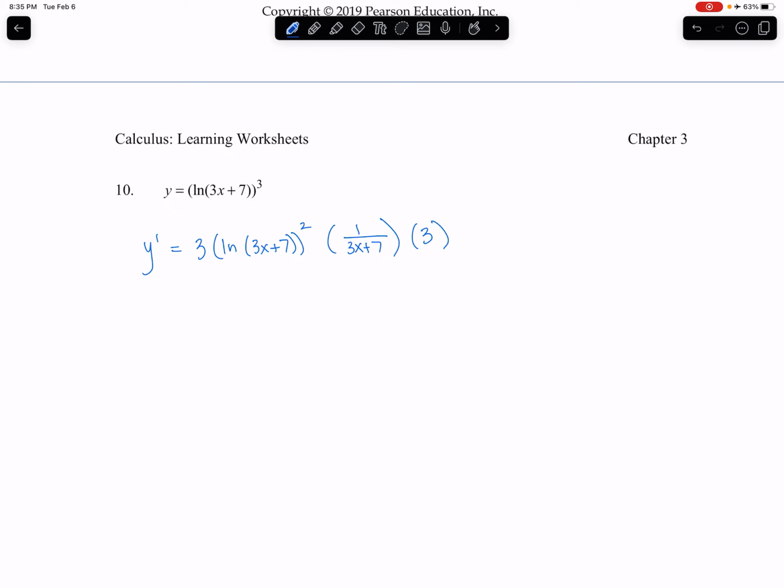So this is why it's the chain rule, because it just chains on however many functions are inside of this composite function. So in this case, we had to do it twice. Okay, let's make some simplifications here. Looks like 3 times 3, 9. Natural log of 3x plus 7 squared over 3x plus 7.